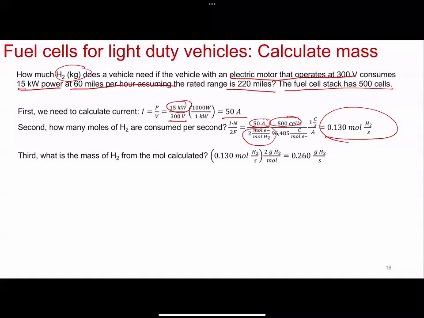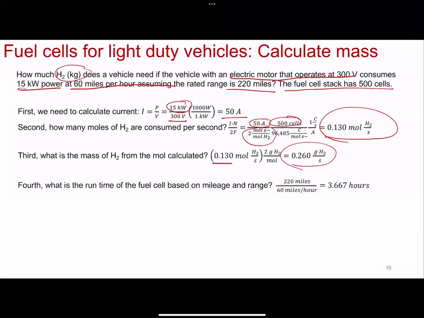So what's that mass? Well, we just multiply by the molar mass. So if we're using 0.13 moles of hydrogen per second times its molecular weight, 2 grams per mole, we get the rate of consumption: 0.26 grams of hydrogen every second for this particular fuel cell stack.